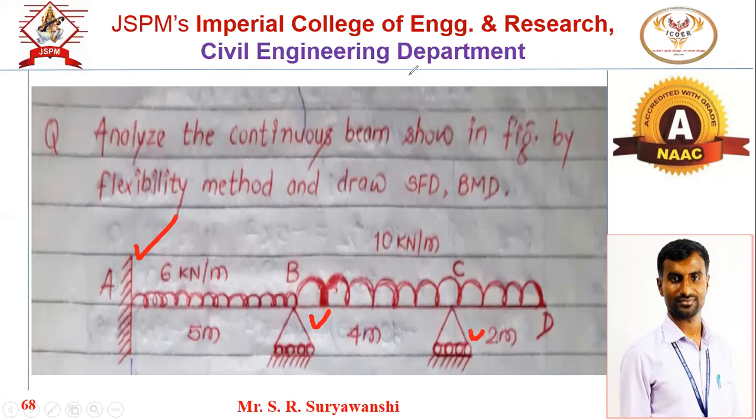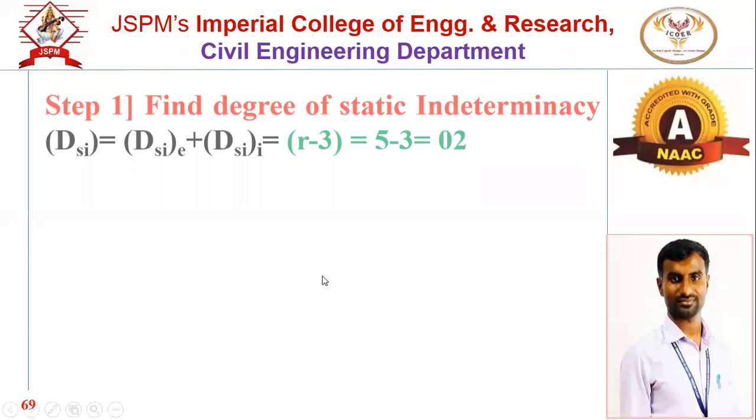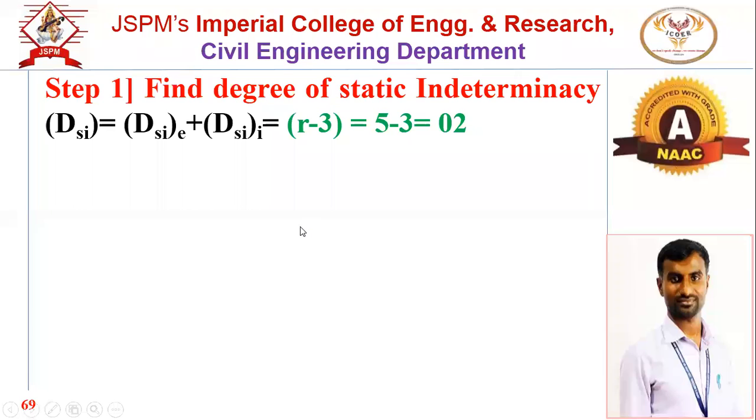Now here, if you see the CD span, it is the overhanging span, of length 2 meter. Same steps we have to follow. Step number 1, find out the DSI. As it has 3 supports, out of which 1 is fixed and 2 are roller, so 3 plus 2, 5 reactions. 5 minus 3, 2. So DSI is 2. The degree of static indeterminacy for the given beam is 2.